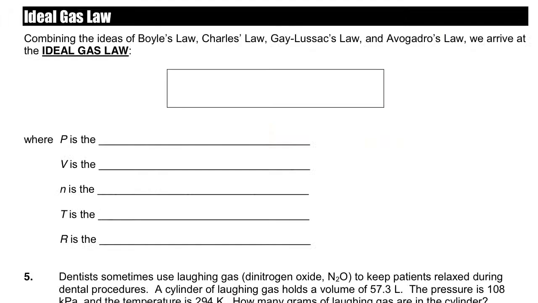Flip the page. So if you combine all of these ideas between pressure, volume, temperature, and number of moles, we arrive at the ideal gas law. So remember, an ideal gas is that hypothetical gas that is just a simplified model of how a gas behaves. If we combine all those laws together, we get PV equals nRT. The pressure times the volume equals the number of moles times this, which I'll get to in a minute, times the temperature.